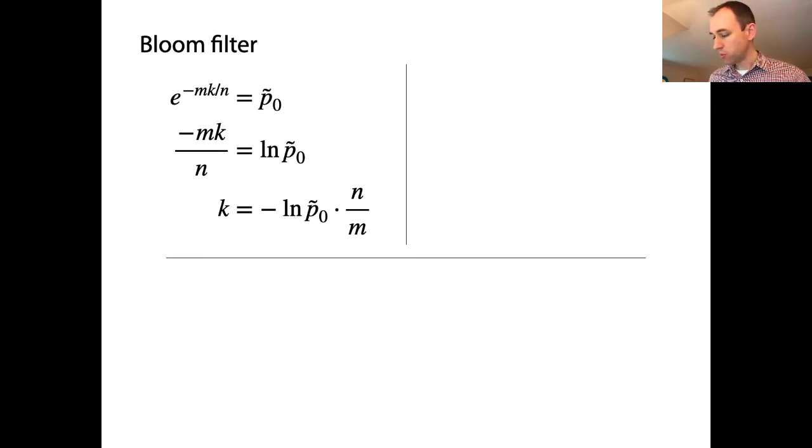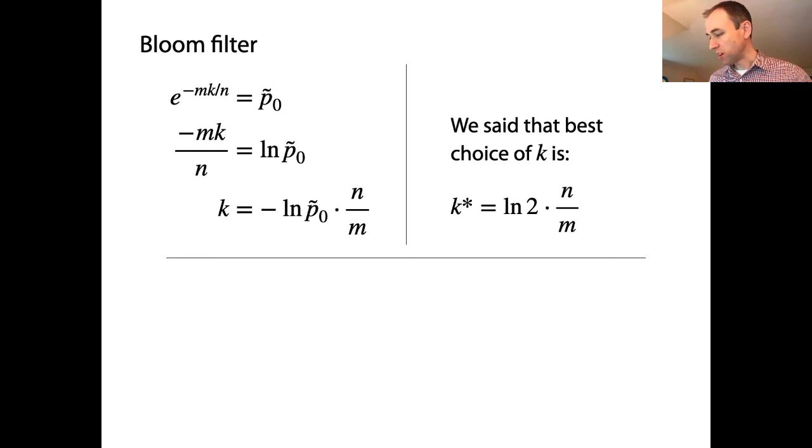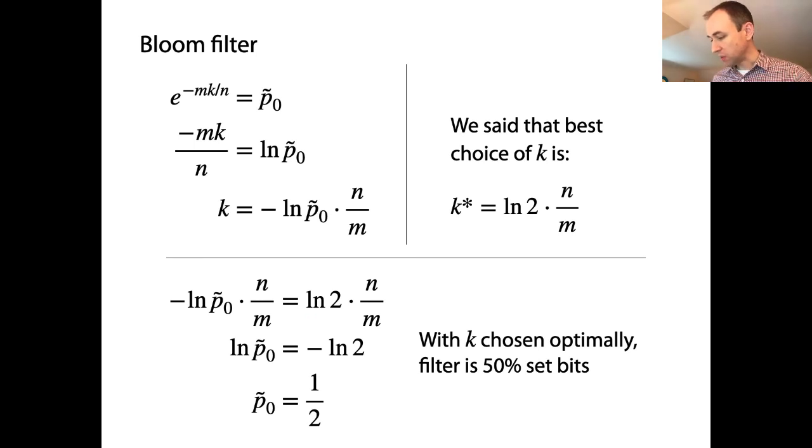But it mirrors what we wrote down for k star, right? It looks like k star a little bit in shape, in sort of form. What was the expression for k star? It was natural log of 2 times n over m. So we've got these two expressions. The difference is this part. But we can set the two expressions equal to each other to figure out what is the tilde p sub 0 that we get when we pick the ideal k, when we pick that particular value for k. And that's not so hard to do. We just set these equal to each other, and we end up with tilde p sub 0 is 1/2.